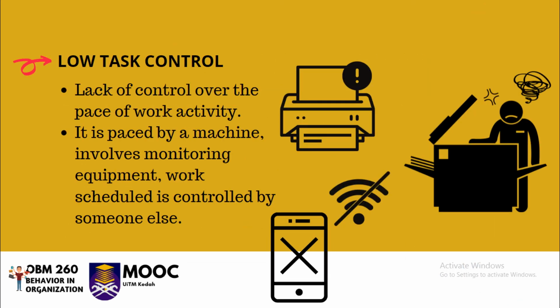Workplace stress is higher when employees lack control over how and when they perform their tasks, as well as lack control over the pace of work activity. Work is potentially more stressful when it is paced by a machine, involves monitoring equipment, or the work schedule is controlled by someone else. Low task control is a stressor because employees face high workloads without the ability to adjust the pace of the load to their own energy, attention span, and other resources.